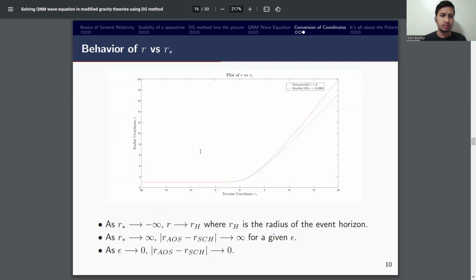This is the dependence of R versus R star. We have noted down some observations. For example, when R star is decreasing towards minus infinity, the radial coordinate goes towards the horizon. So when the tortoise coordinate is very small, towards negative infinity, the radial coordinate gets very close to the event horizon radius, which happens to be 1 in our case. We have plotted two cases, the modified gravity one and the Schwarzschild one, which is the traditional case. And we see that when we change the epsilon parameters, they both converge to the Schwarzschild case.